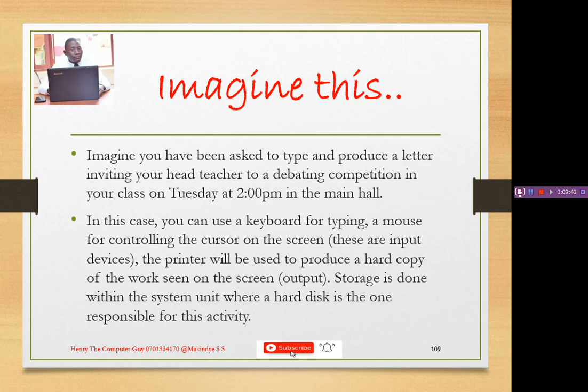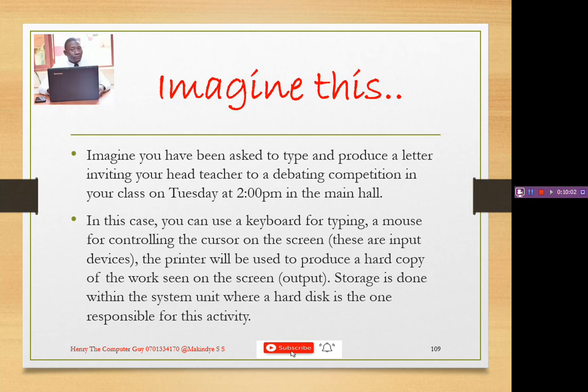These are input devices. The two we have talked about, the keyboard and the mouse, are input devices. The printer will be used to produce a hard copy of the work seen on the screen, and it will be output. Even the monitor, or the screen, is also output.